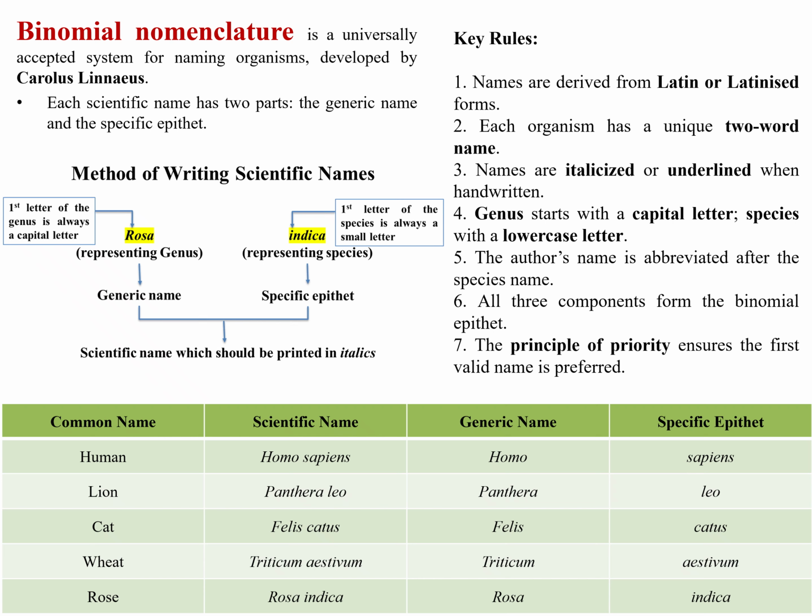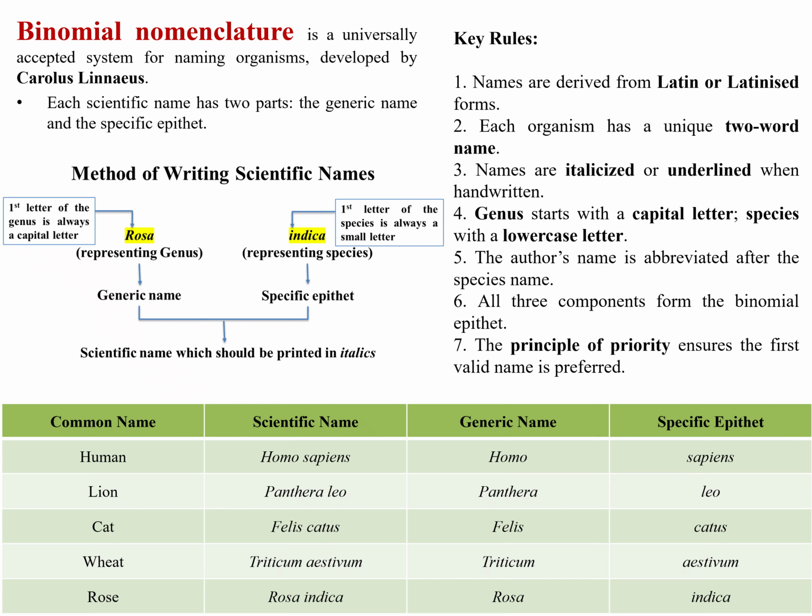So, how does the system work? Each organism receives a two-part scientific name. The first part is the generic name or genus, always starting with a capital letter, and the second is the specific epithet or species, which starts with a small letter. For example, Homo sapiens. Homo is our genus and sapiens specifies our species.